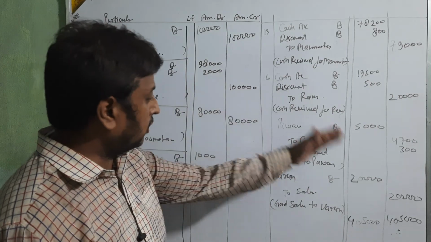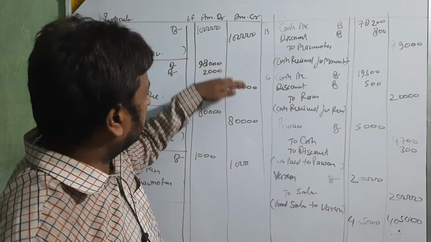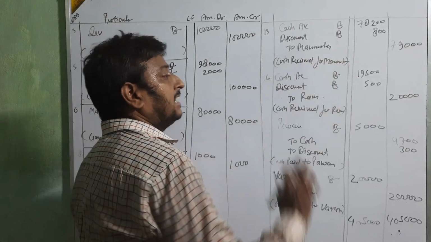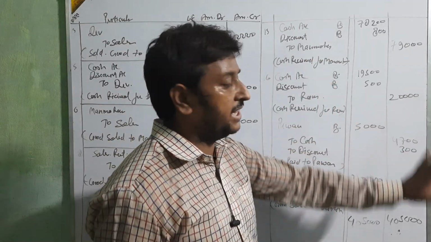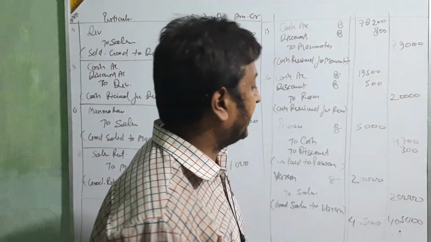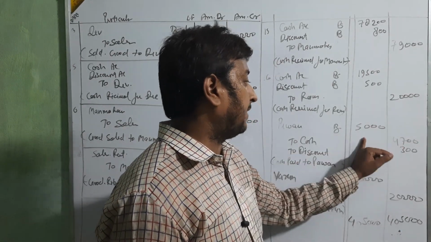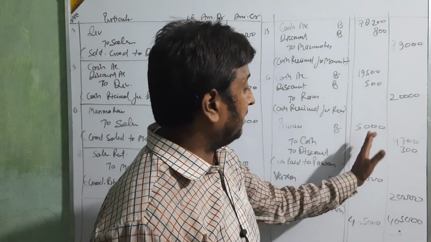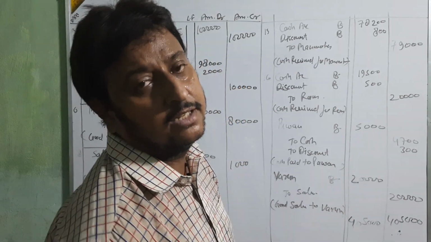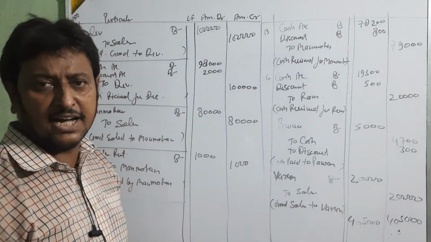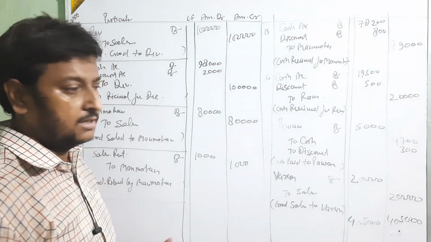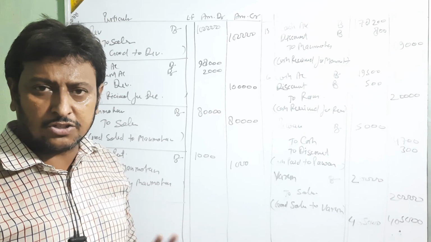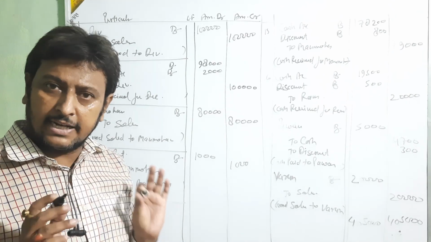Now we are going to total: 1 lakh, 2 lakh, 2 lakh 80,000, 3 lakh 60,000, 3 lakh 85,000, then 4 lakh 5,000. Okay, clear? On the basis of this you can try the question. Will you be able to try the question? Clear?